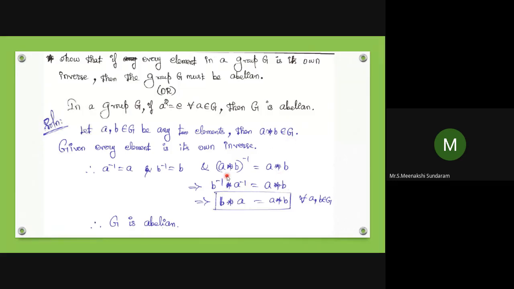So A star B is its own inverse, which is nothing but the definition we already studied. The inverse of AB equals B inverse star A inverse, which equals A star B. So replacing B inverse with B and A inverse with A, B star A equals A star B. Therefore G is abelian.